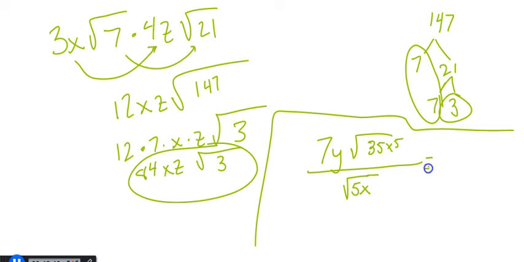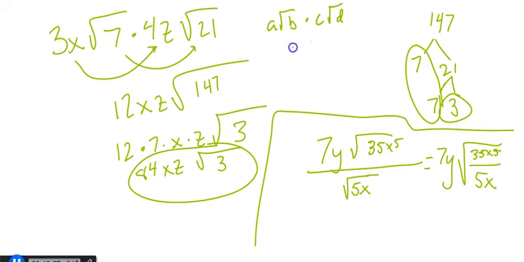Okay? So this turns into 7y times the square root of 35x to the 5th over 5x. Okay? So basically the rule for multiplication is a times square root of b times c square root of d equals ac square root of bd. Then you simplify. Division is a square root of b over c square root of d equals a over c square root of b over d. Then you simplify, okay?